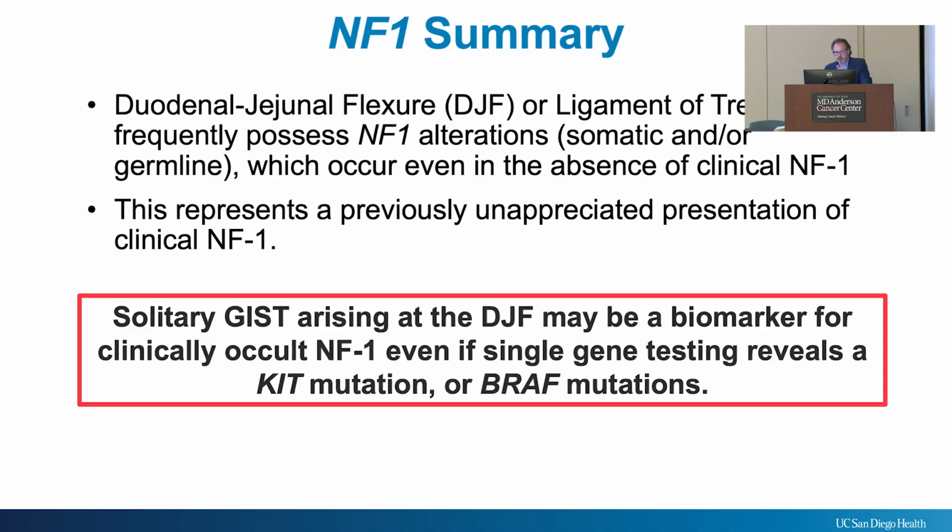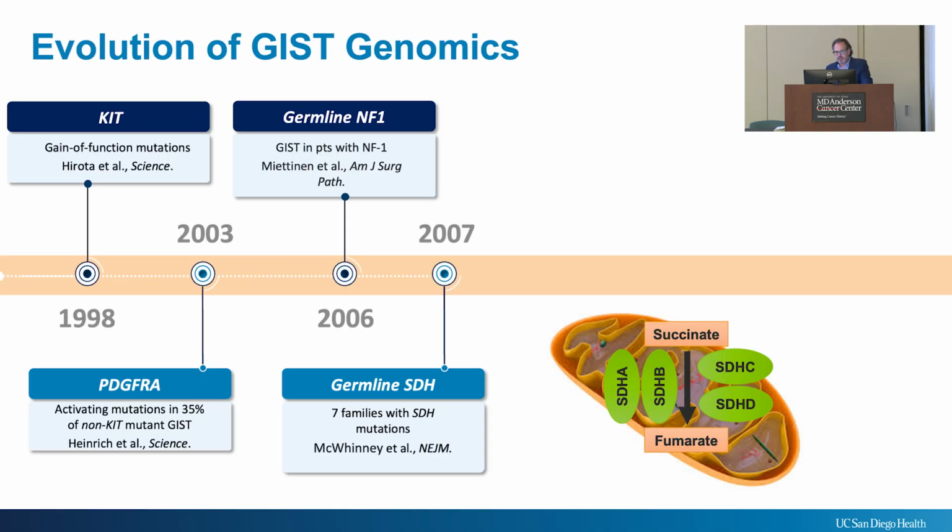And then finally, as I noted before, we discovered that several of these patients actually have mutations in KIT and the NF1, which would potentially portend that they may respond to drugs that are targeting KIT or BRAF. The next evolution, and I'm going to talk about this more later, was the germline succinate dehydrogenase, or SDH genes. I'm going to skip ahead of that, and then I'll circle back.